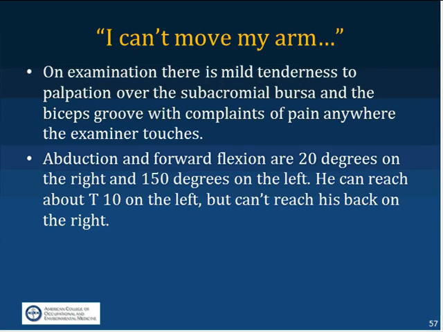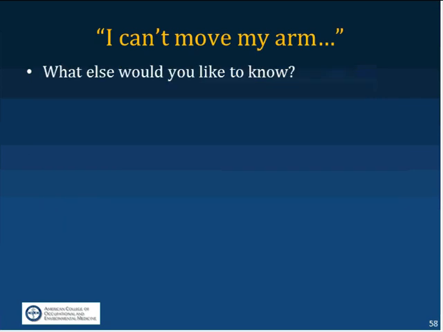So when you examine this gentleman, and that's the reason I'm holding the diagnosis in abeyance, because we don't have an exam yet. There's mild tenderness to palpation over the subacromial bursa and the bursitis groove, with complaints of pain anywhere the examiner touches, which is probably non-anatomic. Abduction and forward flexion are 20 degrees only on the right, and 150, which is not full but better, on the left. Can reach about T10 on the left behind his back, but can't reach behind his back on the right. What else would anybody like to know about this? No questions. Okay. So let's see what happens when we go down.